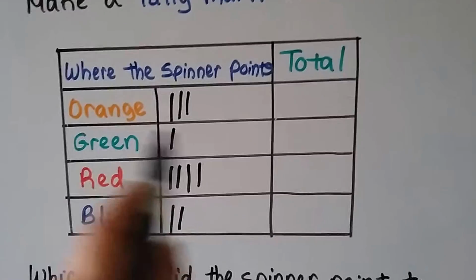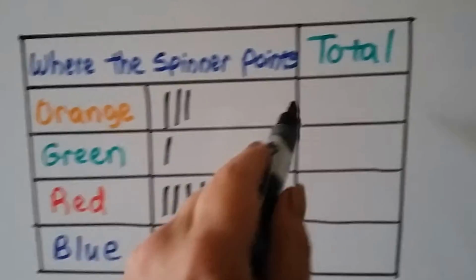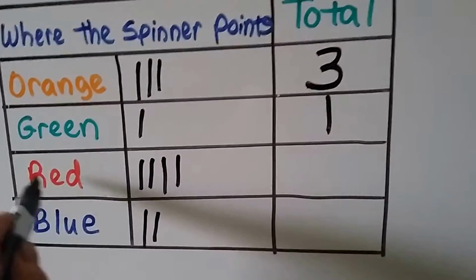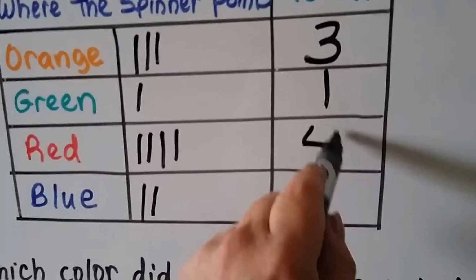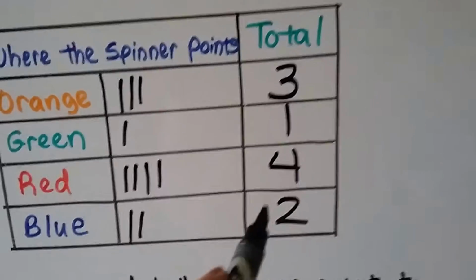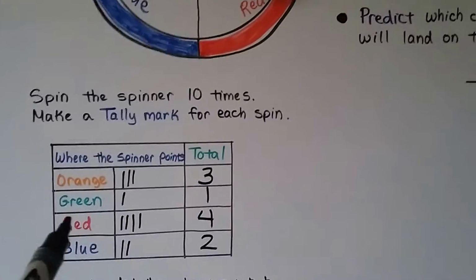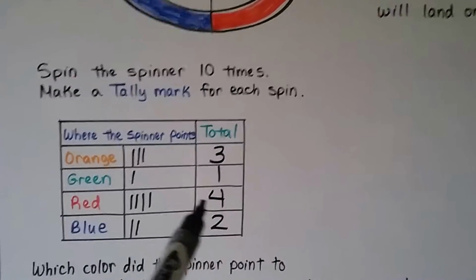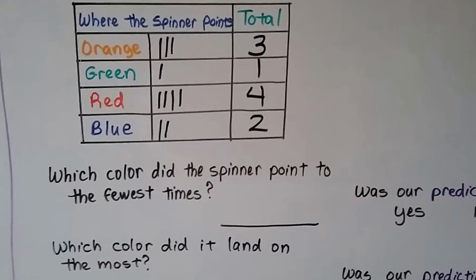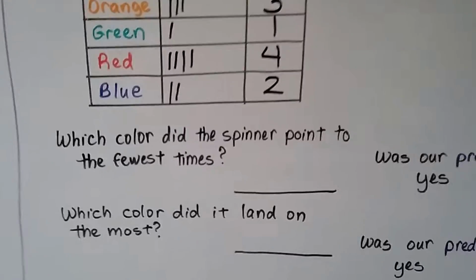Now we can count and total all the colors. We have 3 for orange. We have 1 for green. We have 4 for red. And we have 2 for blue. Now, my prediction was that it would land on red the most. Did it? Look at that. So which color did the spinner point to the fewest times? We can look at the tally marks and see green was the fewest times.